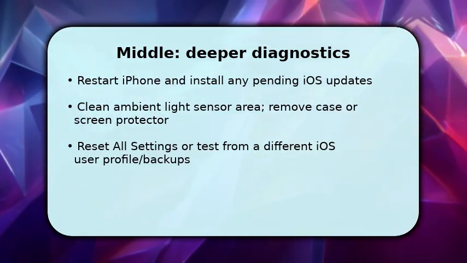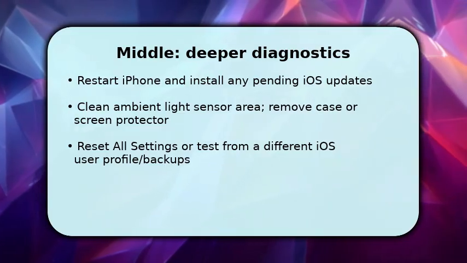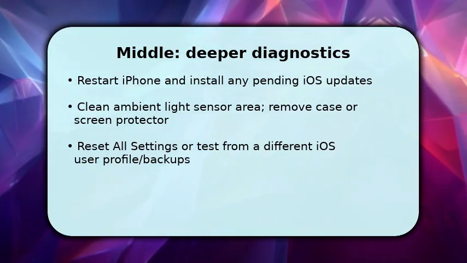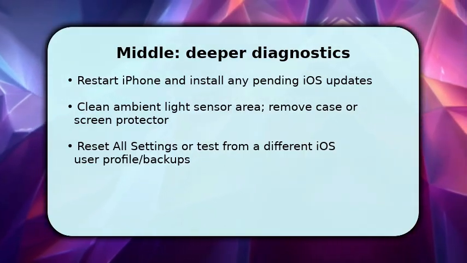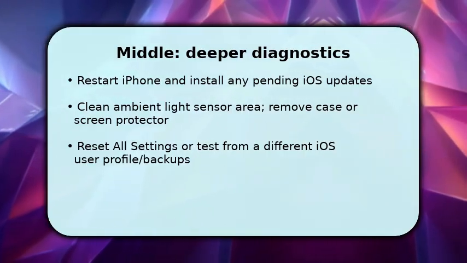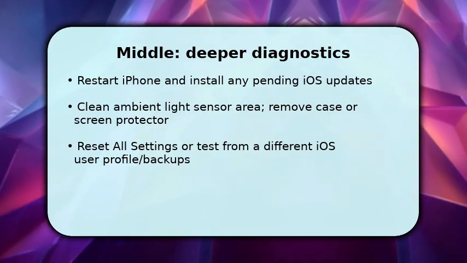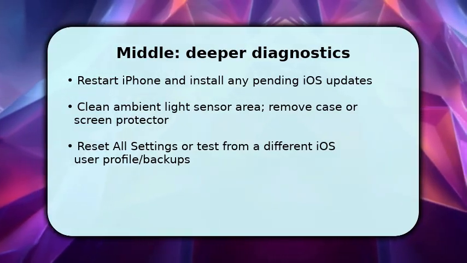Clean the ambient light sensor near the front camera and remove any case or protector that could block light. If brightness still fluctuates, reset all settings to clear corrupt configs or restore a backup on another device to see if the issue persists, which indicates hardware rather than settings.